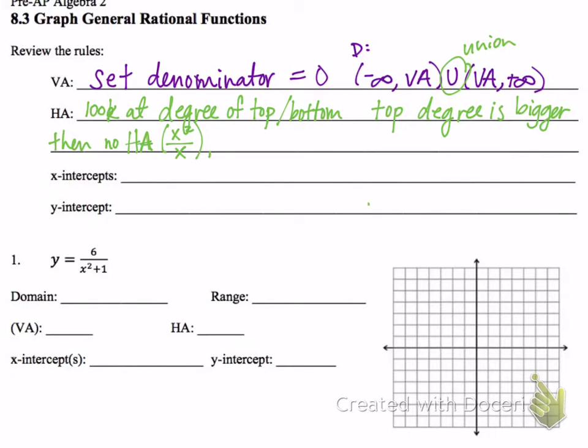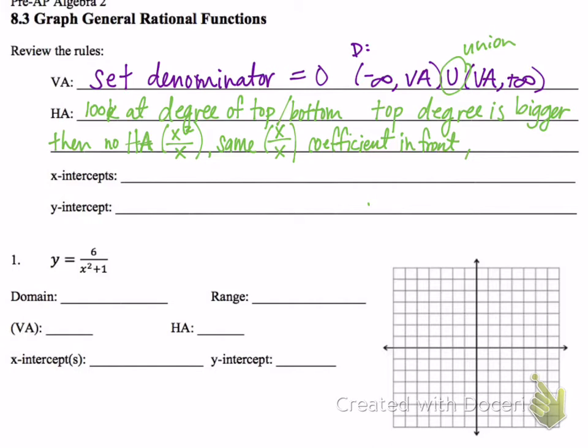If they are the same, then what do you do? It's just the coefficient in front. So if you had like x over x, or x squared over x squared, then it is the coefficient or the number in front. So the x's would cancel. Like if you had 3x over x, then the x's would cancel and your horizontal asymptote would be y equals 3. It'd be 3 over 2.